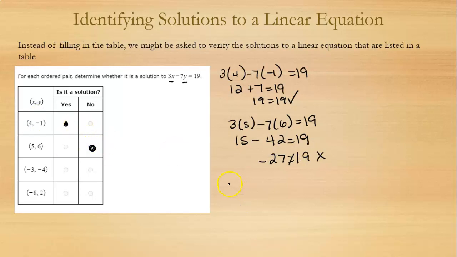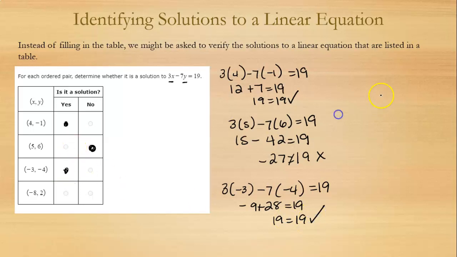For this one, 3 times negative 3 minus 7 times negative 4, we want to see if that equals 19. So we have negative 9 here. Negative 7 times negative 4 is positive 28, so we need to add 28. And negative 9 plus 28 is 19. So here's a perfect example of a time where there are two yeses. It's possible to have more than one solution.